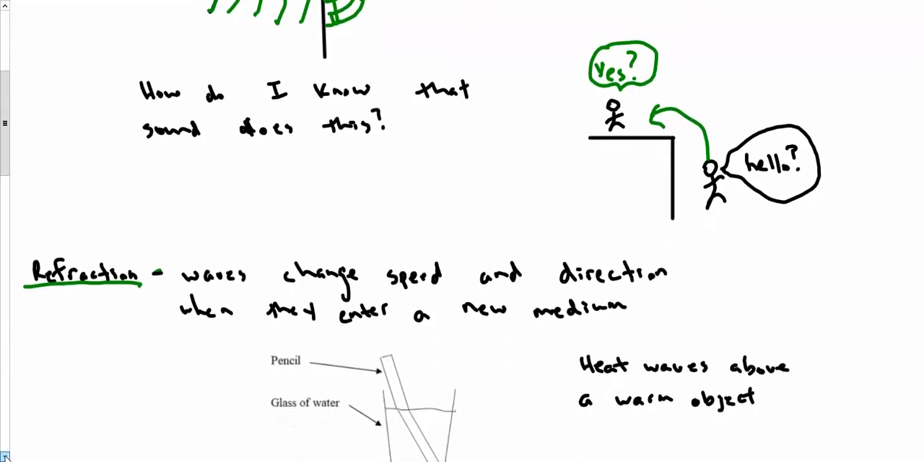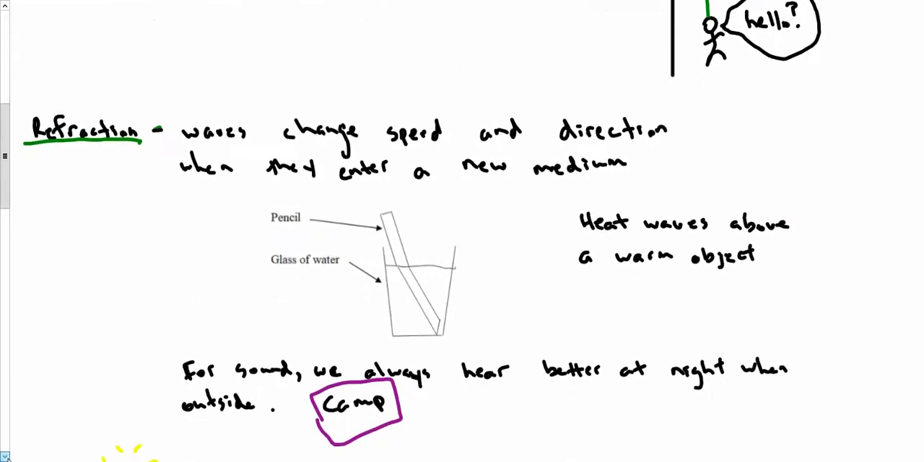Refraction. We've all seen this in action before. Waves change speed and direction when they enter new material. So here's an example of a refraction of light. I think we've probably all seen this before. If you have a pencil and a glass of water, it looks like the pencil is bent. This is because of refraction. The light in the water travels slower than the light in the air, and that makes this bent appearance.